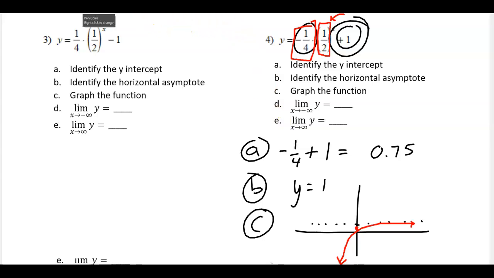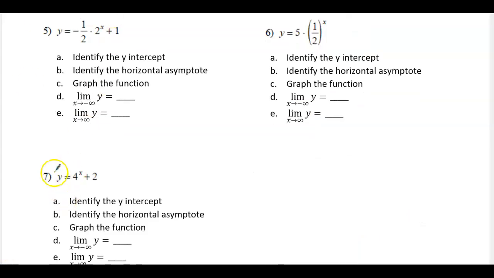We're ready to go ahead and do our end behavior. On the left side of my graph, it looks like my y value is going down into negative infinity. And then on the right side of my graph, it looks like we're reaching a y value of 1. Let's take a look at number 5.